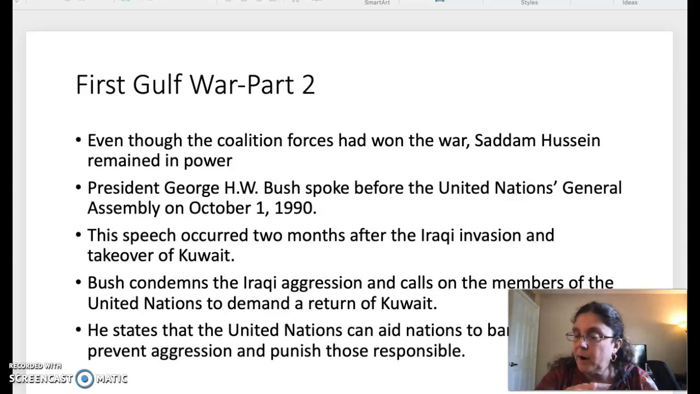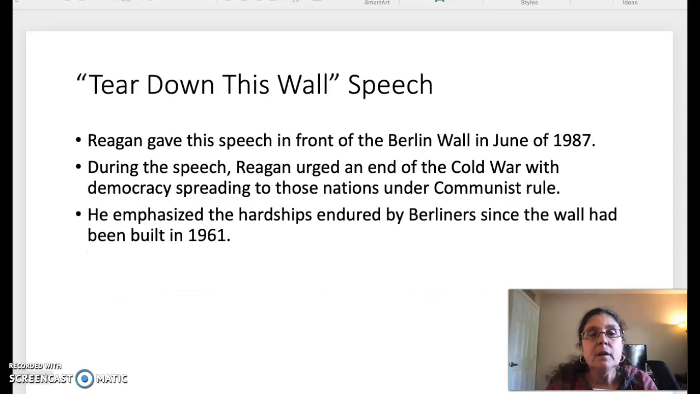Okay, so in terms of the primary document, President George H.W. Bush gave the speech in front of the United Nations General Assembly on October 1st, 1990. This speech occurred a mere 2 months after the Iraqi invasion and takeover of Kuwait. Within the speech, Bush condemned the Iraqi aggression and called on members of the UN to demand a return of Kuwait to the Kuwaitis. He said that the United Nations can aid nations to band together to prevent aggression and punish those responsible.